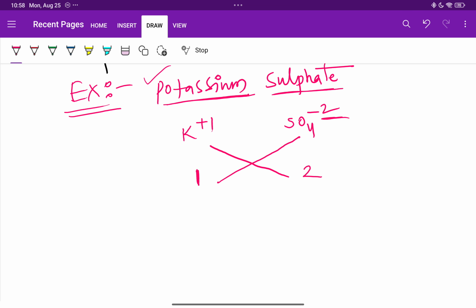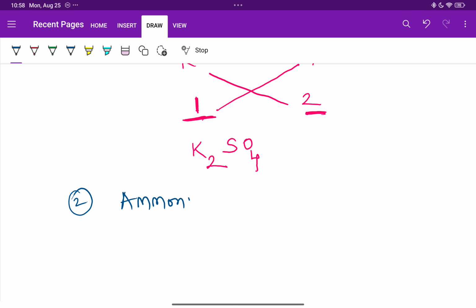Then the 2 is going as a subscript to the potassium and the 1 is going as a subscript to the sulfate. But when you get subscript 1, you need not write it, so just write SO4 as this. So this is the formula of potassium sulfate. And next you take an example of compound ions like ammonium carbonate.